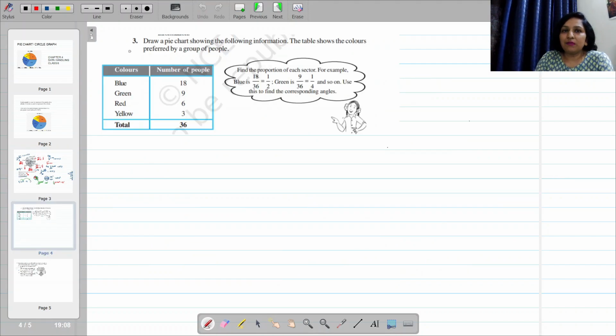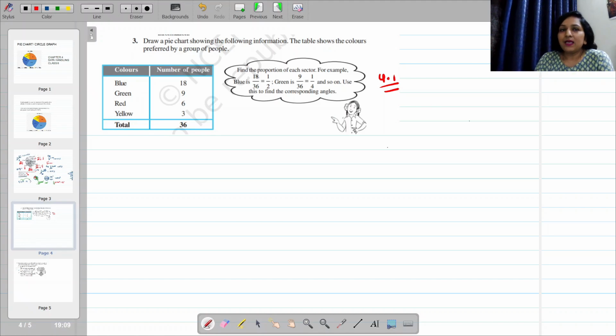Have a look at question number 3 here. This I have picked from exercise 4.1 of data handling. Okay. Draw a pie chart showing the following information. The table shows the colors preferred by a group of people. So this is basically the color preference given to you, and we have to show this using a circle graph. It is very interesting and I'm pretty sure you are going to like it.